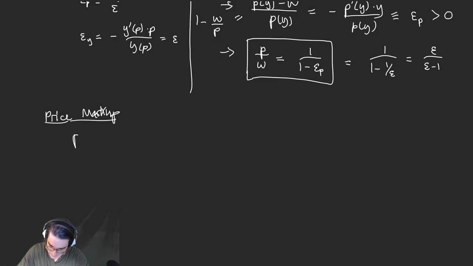Okay, going back to having i subscripts, that price markup is going to be epsilon over epsilon minus one. Okay, that's relatively simple.